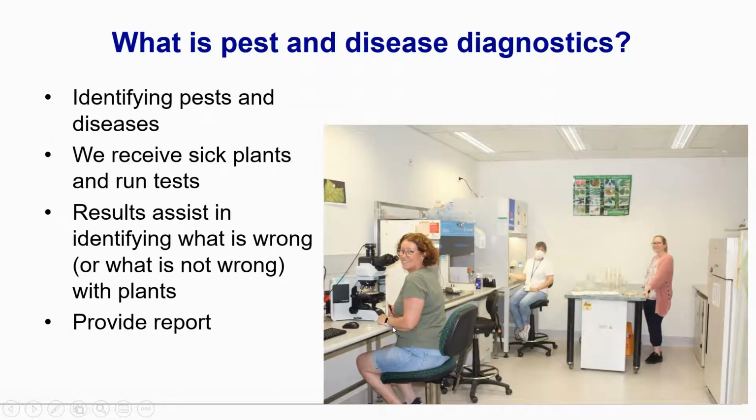So what is pest and disease diagnostics? Simply put, it's identifying pests and diseases. So we receive sick plants, we run tests, and we get some results to assist in working out what's wrong with them or what's not wrong with them. Because sometimes knowing what's not wrong, even if you can't work out what is wrong, is valuable and can help you to work out what to do next. We interpret those results in our report and we provide recommendations wherever possible. While not diseases, this is Sarah, Sharon and Joy, and these are just some of the people who work in Grow Help.